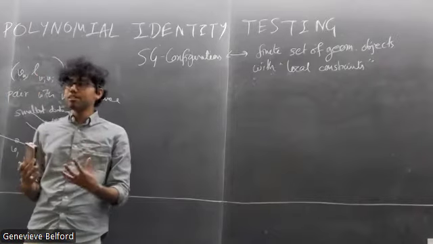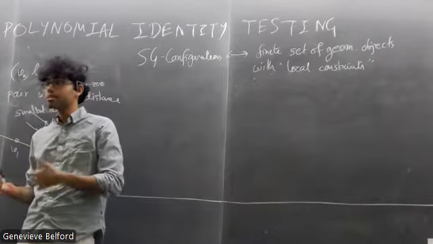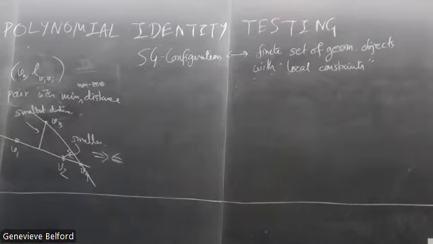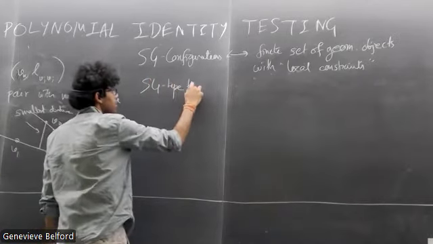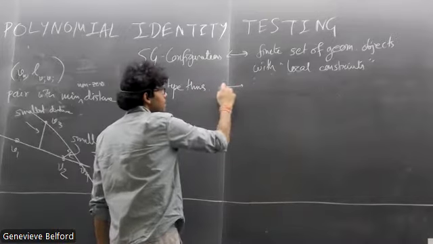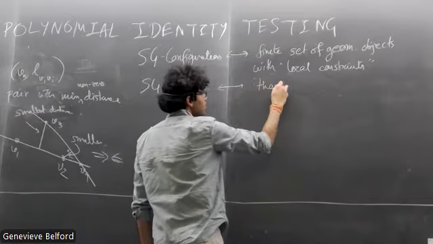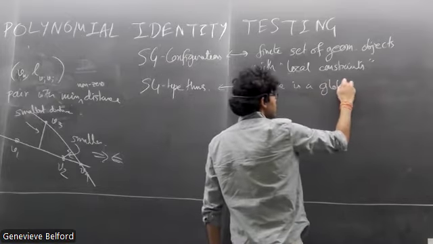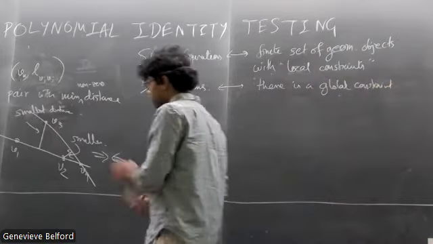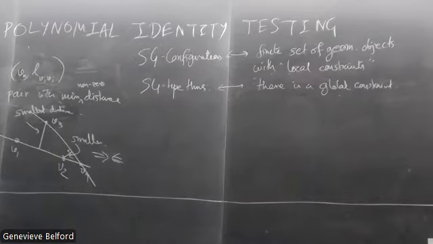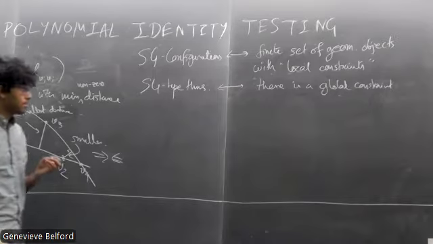And the Sylvester-Gallai type theorems, they all say that there is a global constraint on this configuration, just like these local constraints implied that globally they have to be constrained to be inside of a line. So SG type theorems all say that there is a global constraint. This is the underlying theme of the theorems in this area.